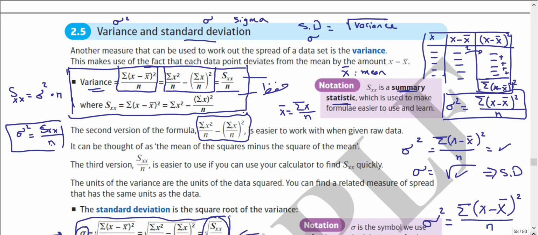Write this rule, variance equal, in three versions. All three rules are equal. Write it down.